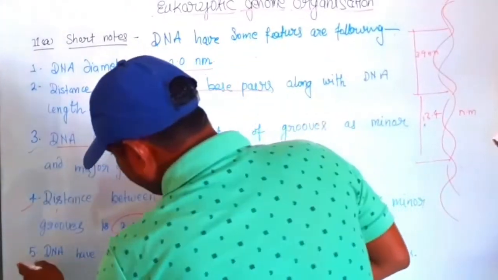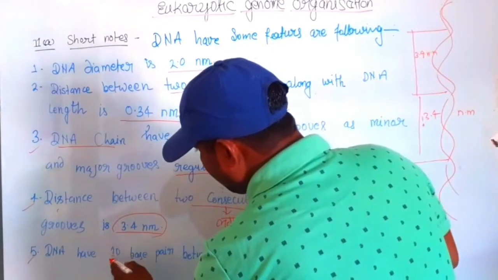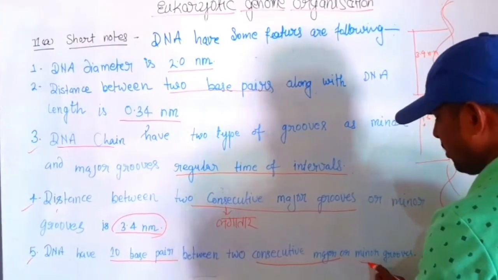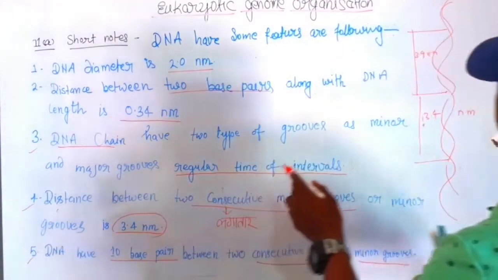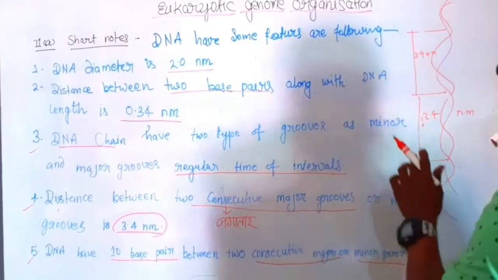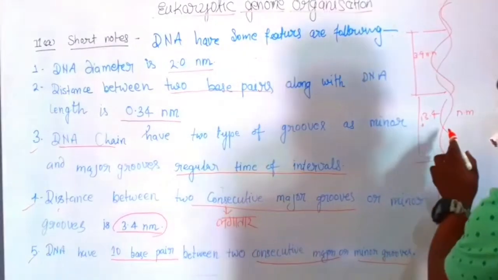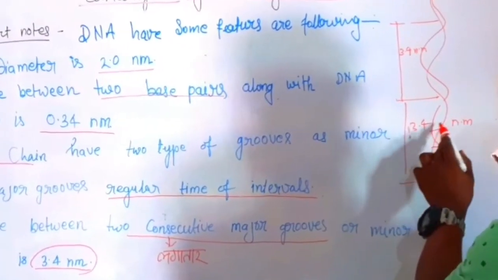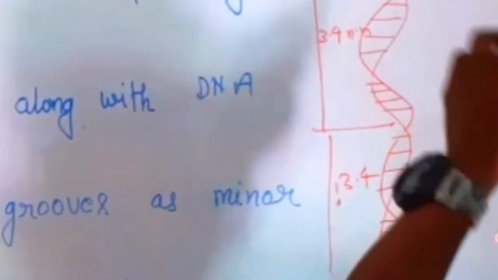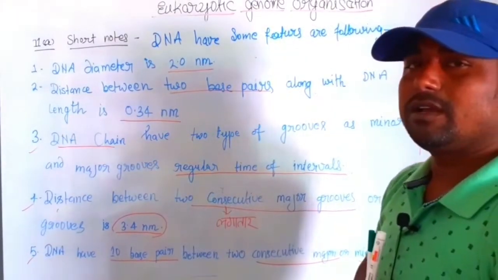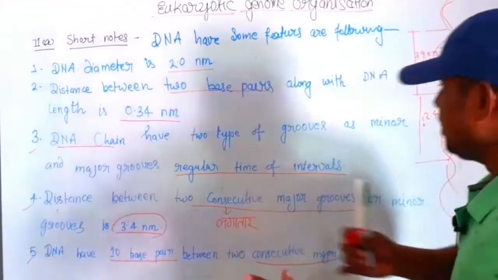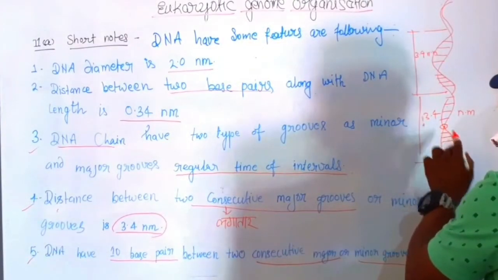So, next topic: DNA has 10 base pairs between two consecutive major or minor grooves. Always, two major grooves or two minor grooves have 10 base pairs. How? 1 2 3 4, 1 2 3 4, 1 2 3 4, 1 2 3 4. You can calculate 4 to 4 is 8, while 1 is in the center.